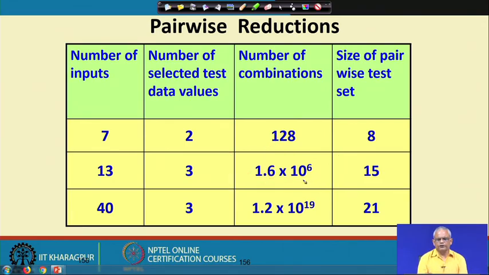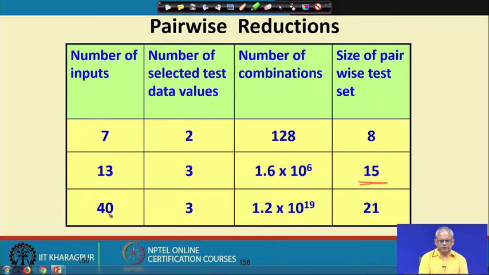It is 1.6 million test cases, but if we do pairwise testing, it becomes just 15. Significant reduction can be achieved. A million test cases is very difficult to test. It will take years to run a million test cases, but just see here, we can test with almost as much effectiveness using only 15 test cases.